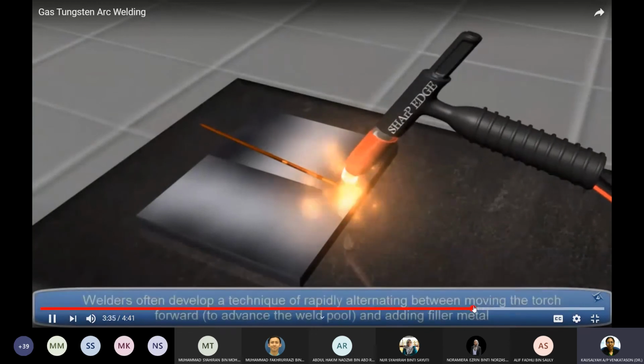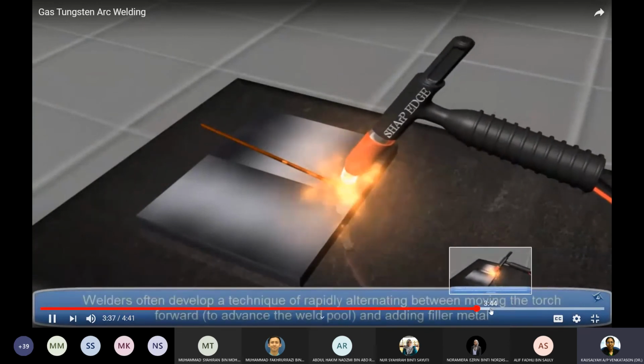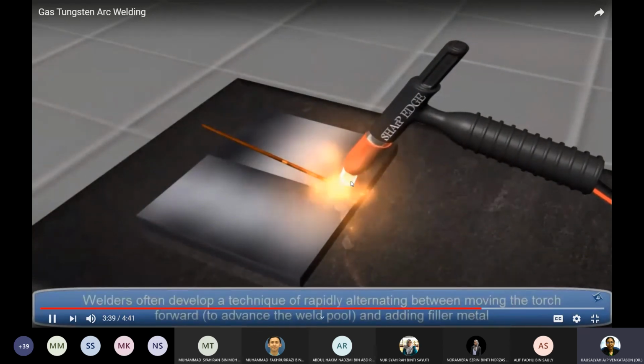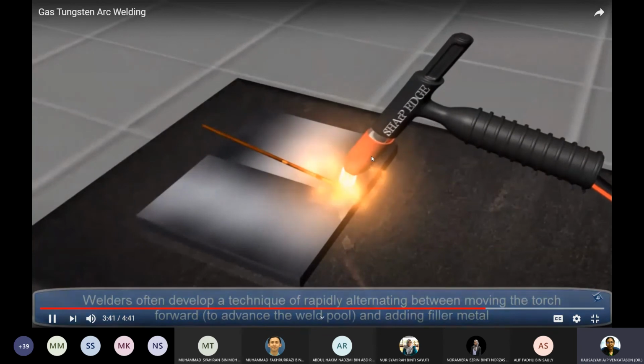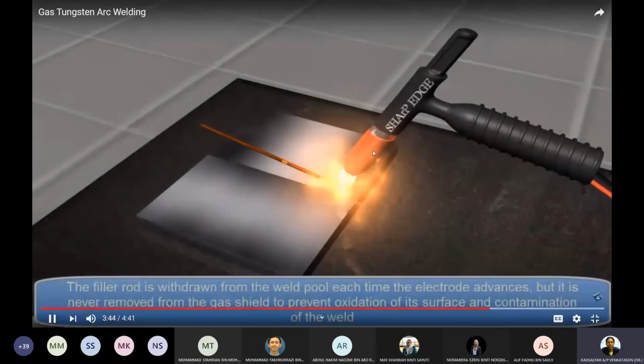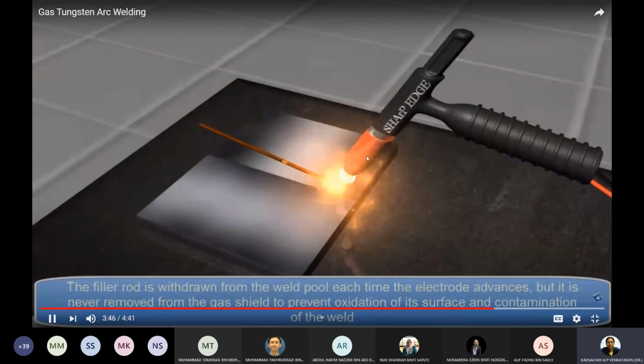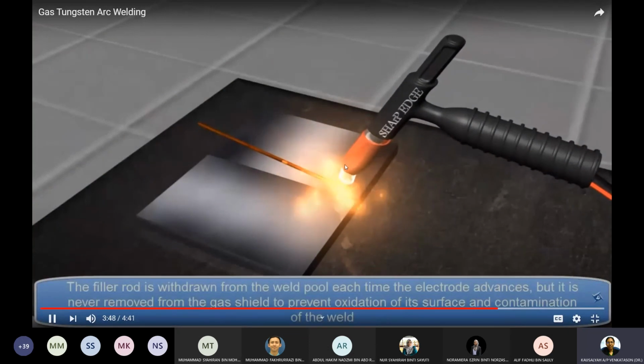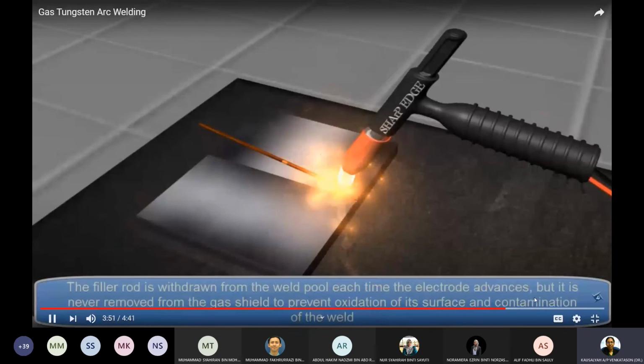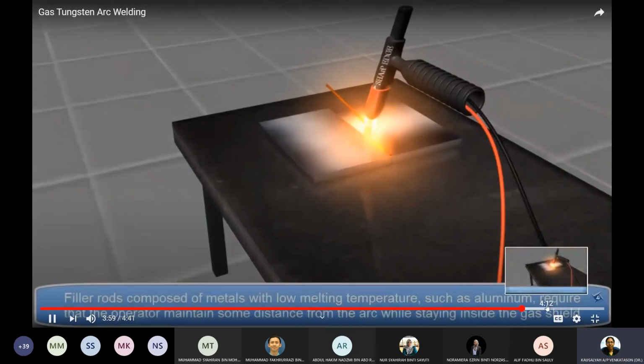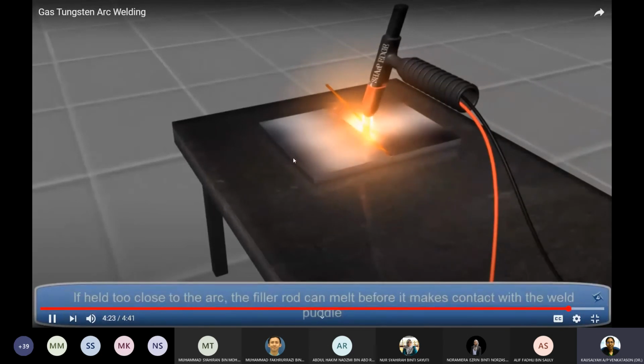After that, the torch moves forward, and the filler metal is added to the weld pool and then withdrawn each time the electrode advances, so that it is never removed from the gas shield, to prevent oxidation. What I want you all to appreciate is that you can imagine the operator has to control both the arc as well as the filler material. Filler rods are composed of metals with low melting temperature, such as the weld puddle.